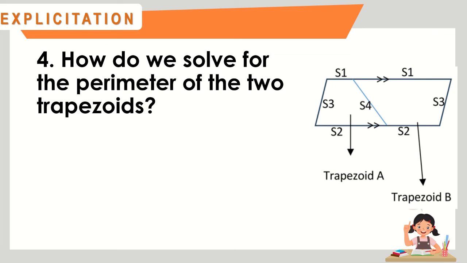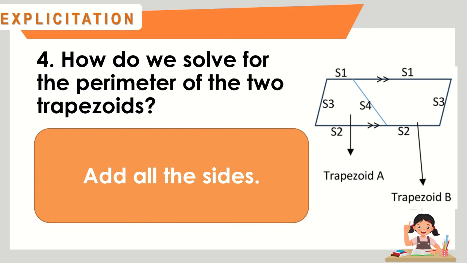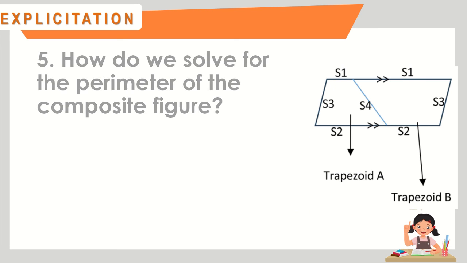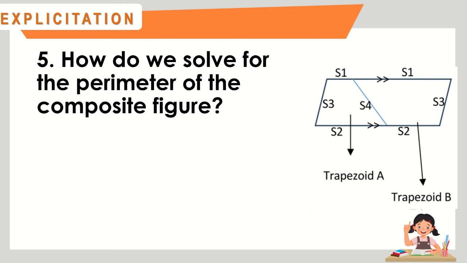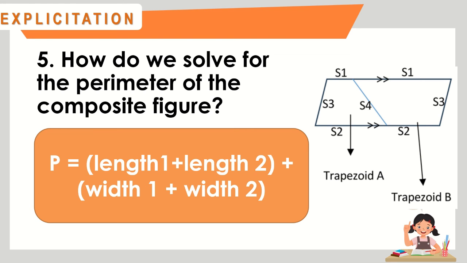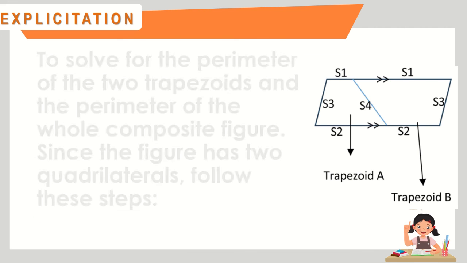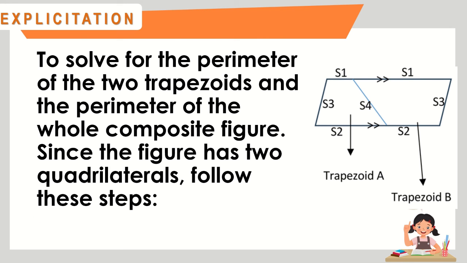How do we solve for the perimeter of the 2 trapezoids? Add all the sides. How do we solve for the perimeter of the composite figure? P is equal to length 1 plus length 2 plus width 1 plus width 2. To solve for the perimeter of the two trapezoids and the perimeter of the whole composite figure, since the figure has two quadrilaterals, follow these steps.